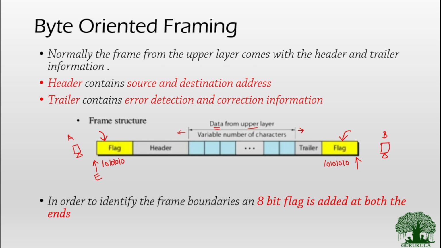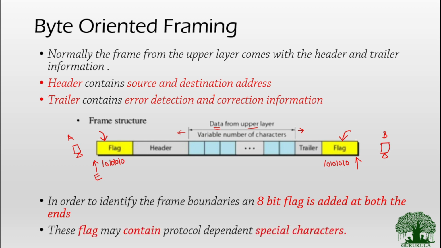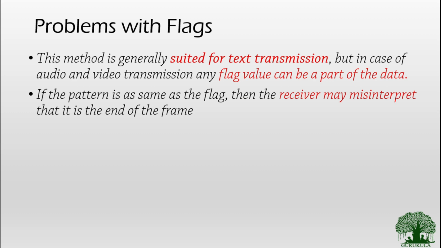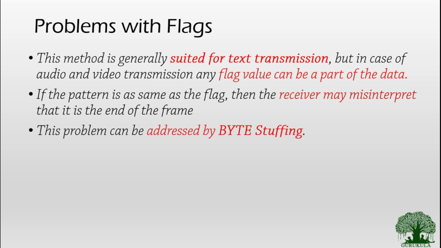Now what could be the problem in this byte oriented approach? Yes, exactly. The flag may contain special characters that we already know. The problem with the flag is that this method is generally suited for text transmission. But in the case of audio and video, the flag may appear as part of the data. If the pattern is the same as the flag, then the receiver may misinterpret it as the end of the frame. This problem can be solved by adding an additional byte of information.